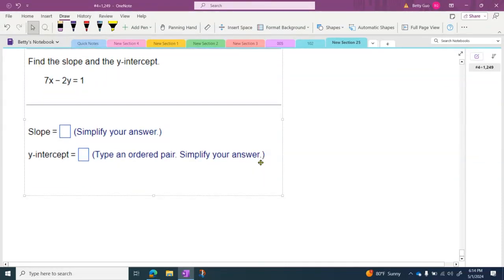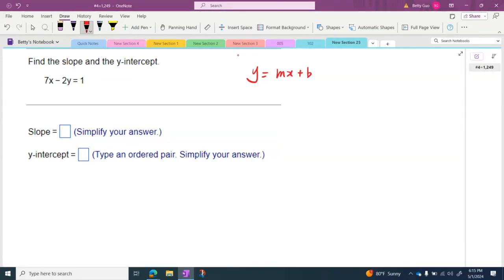That's the plan. The equation is in the standard form. We are going to rewrite the equation in the slope-intercept form. Slope-intercept form looks like this: y equals mx plus b. On the left side of the equation, variable y is isolated by itself. So we are going to solve 7x minus 2y equals 1 for y.